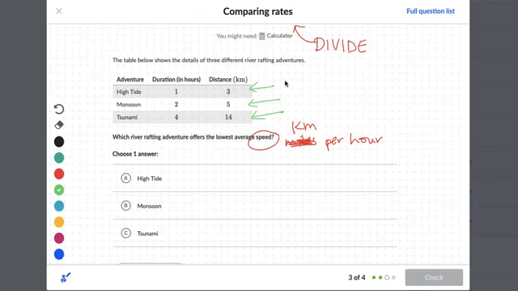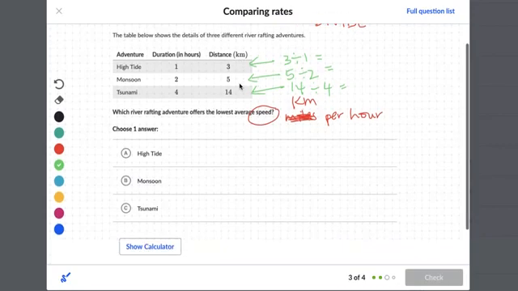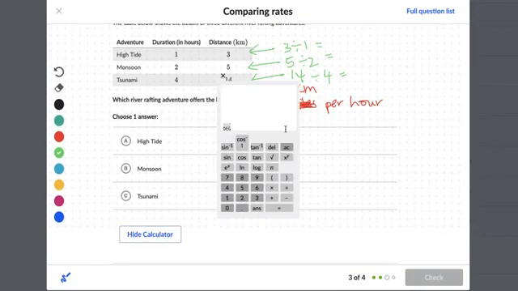So for high tide, it's 3 for the kilometers divided by 1, the hours. For monsoon, it's 5, the kilometers, and 2 for the hours. And for tsunami, it's 14 for the kilometers and 4 for the hours. So for every single one, it's the kilometers divided by the hours. So I'm going to go ahead and do that on my calculator. 3 divided by 1.